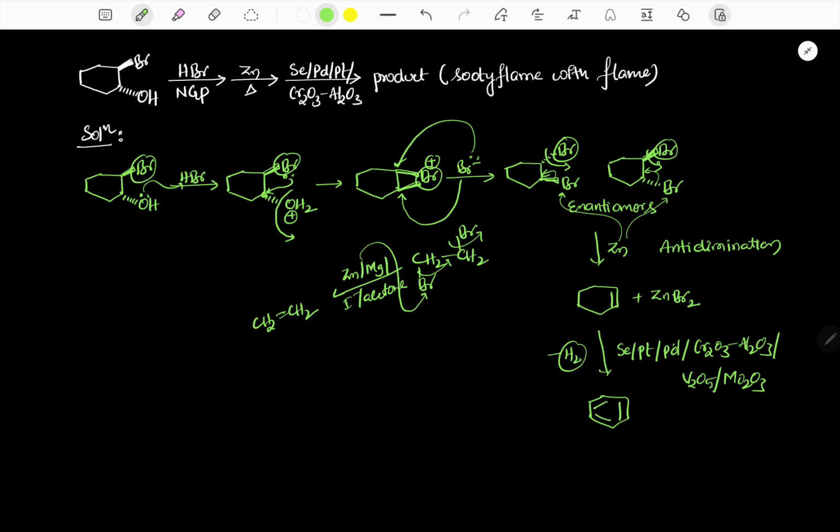When these aromatic compounds are heated in a flame, they form a sooty flame, like smoke particles. So if in the question any compound is related to a sooty flame, 99.99% that compound is an aromatic compound. Generally we do the flame test in the lab to identify whether a compound is aromatic or not.